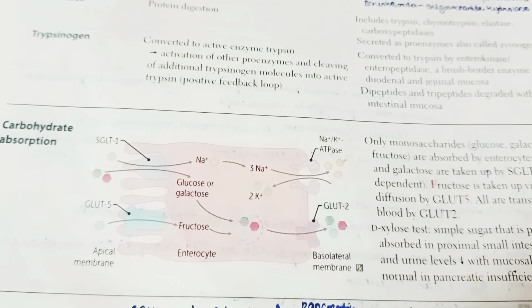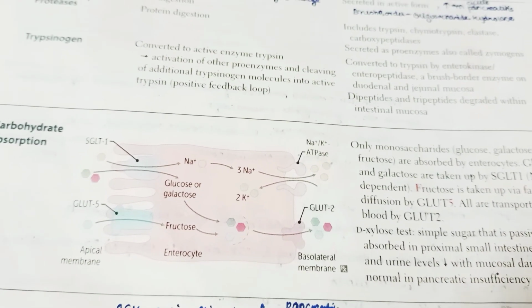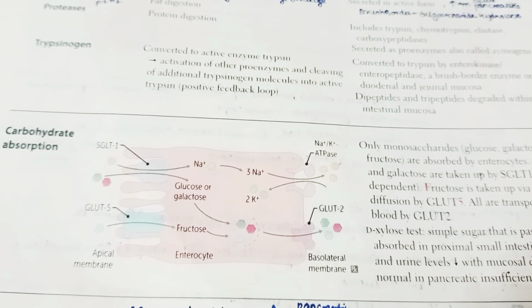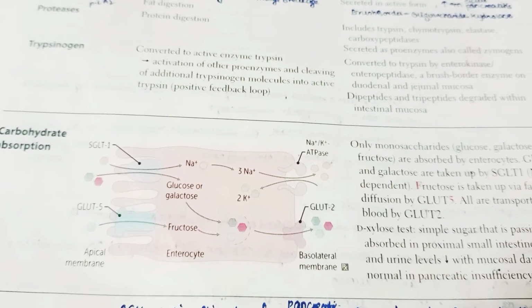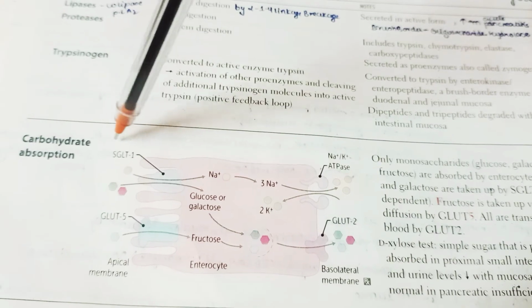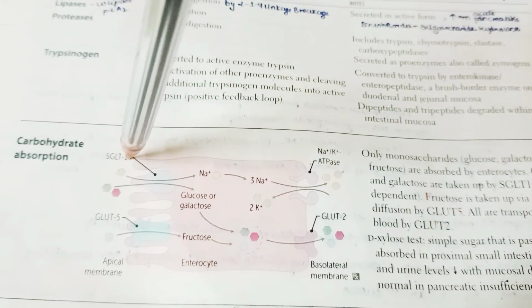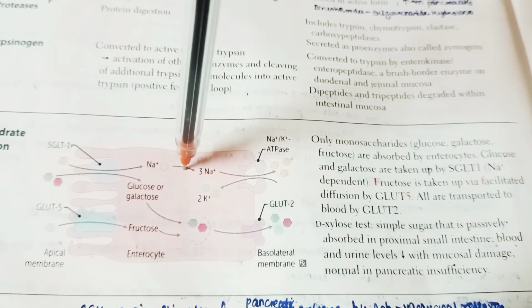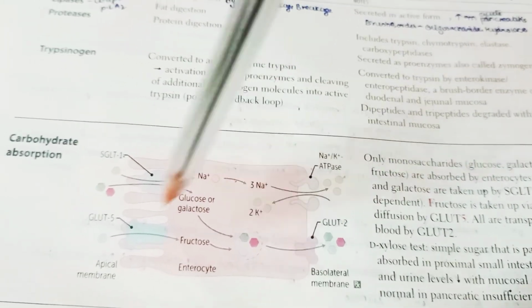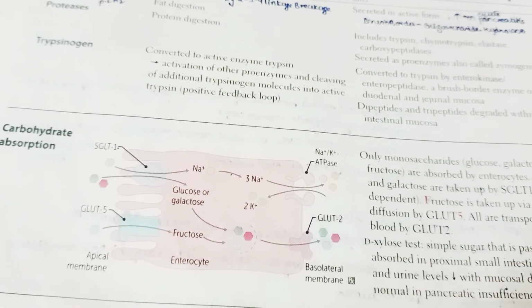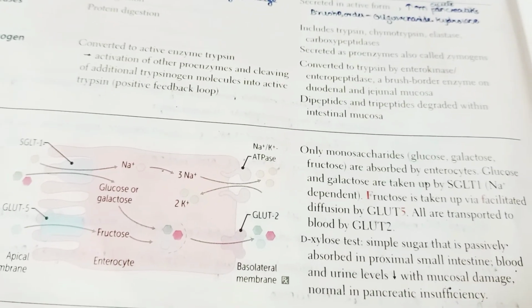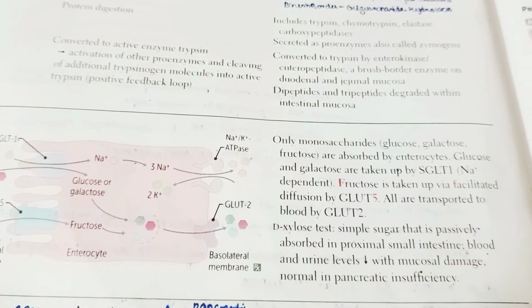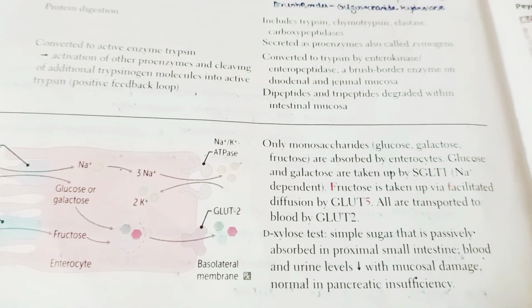How to remember this? For example, now you have eaten rice. Rice is carbohydrate, so in that rice, the glucose and galactose along with the sodium are transported by means of SGLT1 into your intestinal enterocyte, and next by GLUT5 fructose goes. So like this, finally they'll go to GLUT2, and from GLUT2 across the basolateral membrane to the blood vessel.